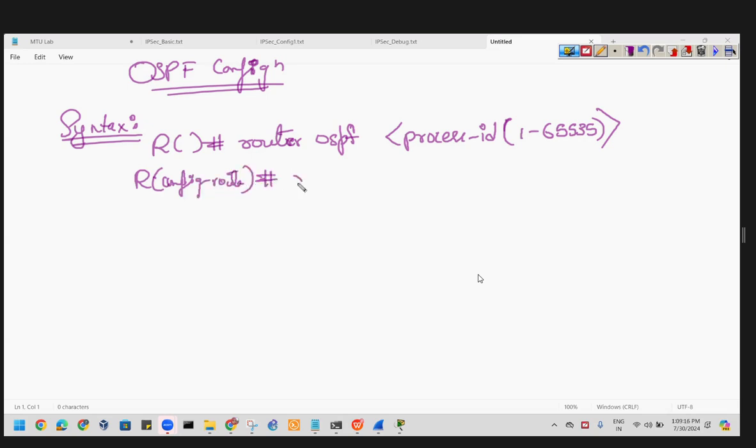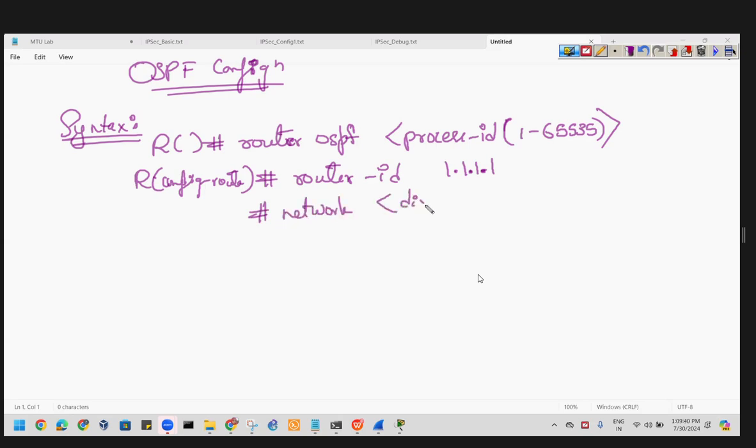Inside, if you want, you can configure the router ID. See if this command is supported: router-id. Then you can configure the RID for R1, that is 1.1.1.1. It may not exist, but even if the IP address does not exist, you can configure it as an RID. Then you will say network.